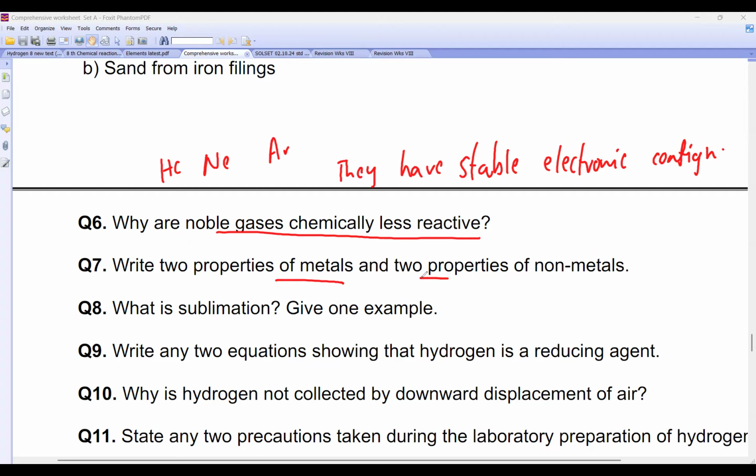Two properties of metals and two of non-metals. Metals are what? Shiny, lustrous, sonorous, malleable, ductile, good conductor of electricity. Non-metals are what? Non-lustrous, non-sonorous, non-malleable, non-ductile, bad conductor. What is sublimation? The process in which a solid directly goes into the gas phase is known as sublimation. Give an example. You can give iodine, ammonium chloride, camphor, naphthalene, right?